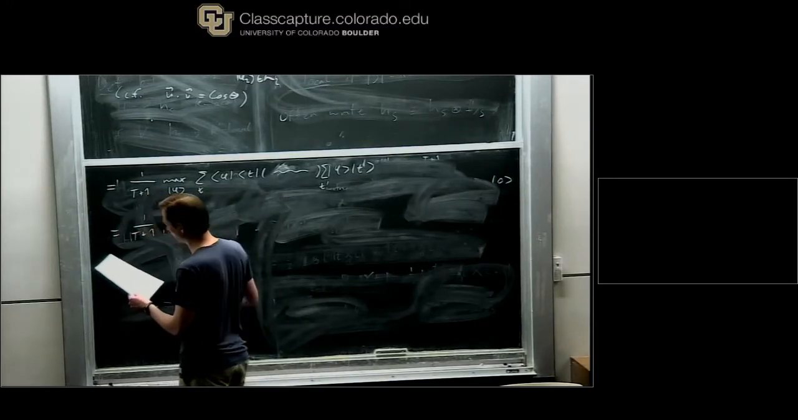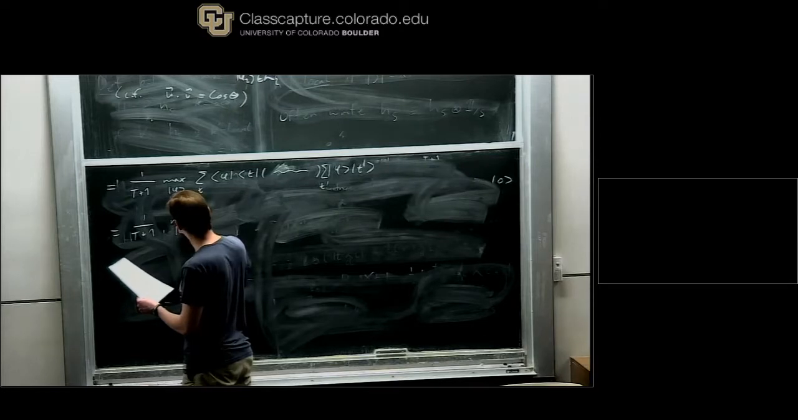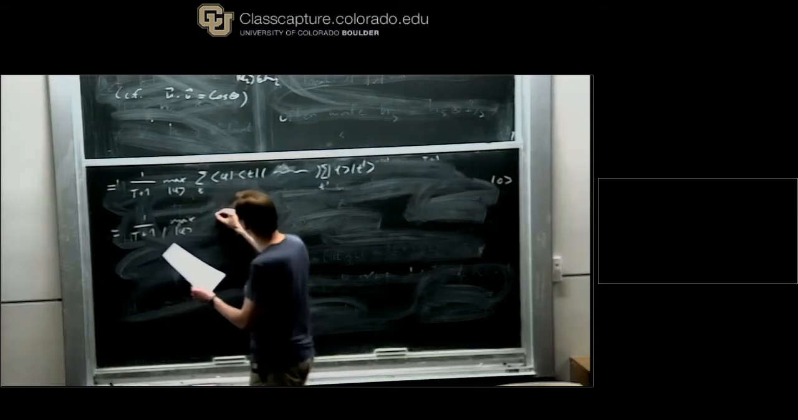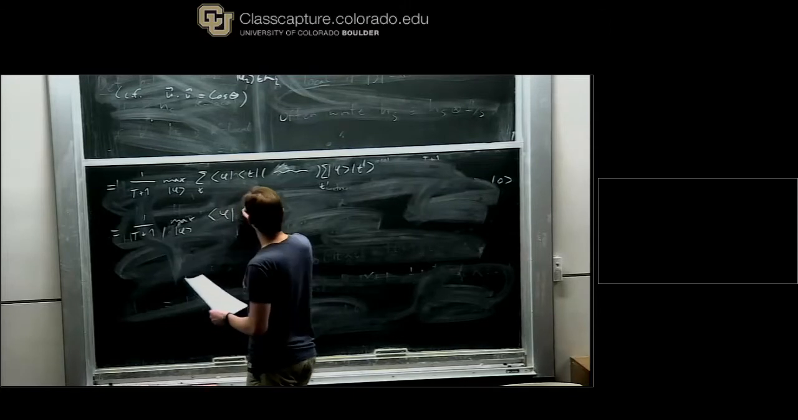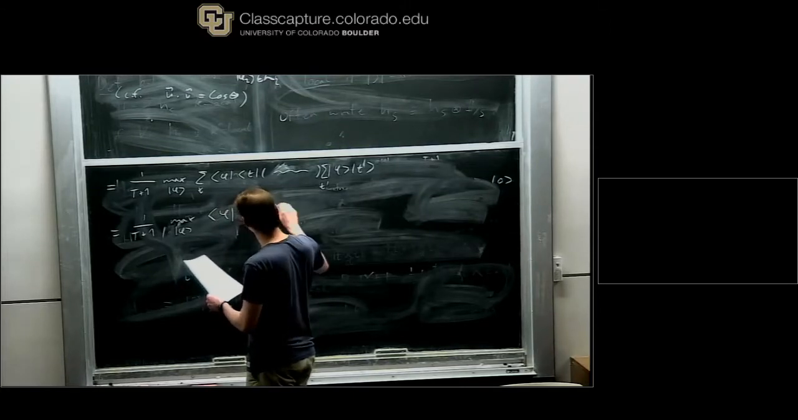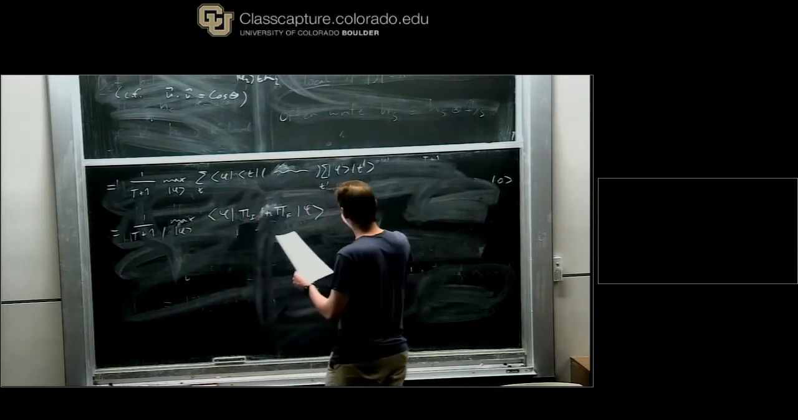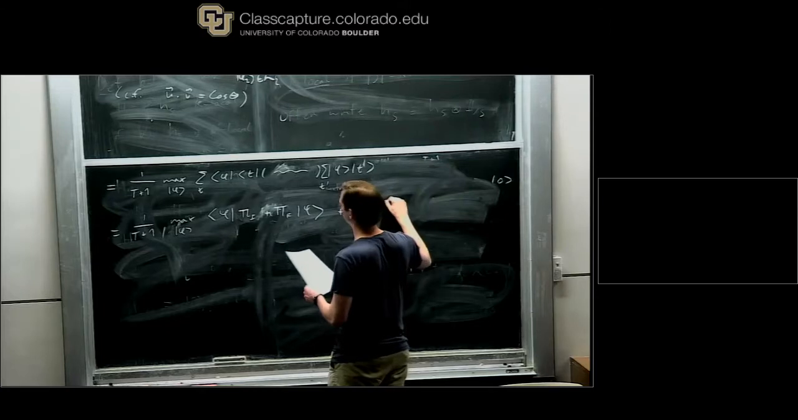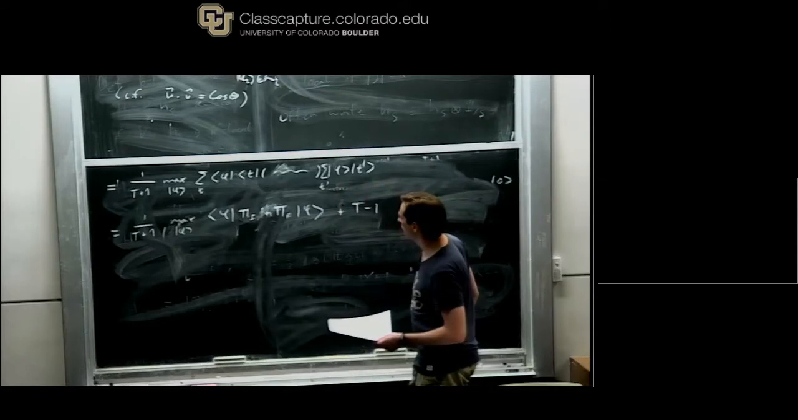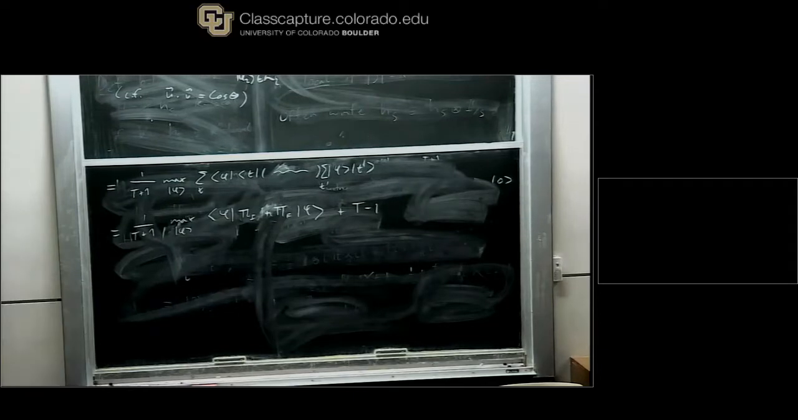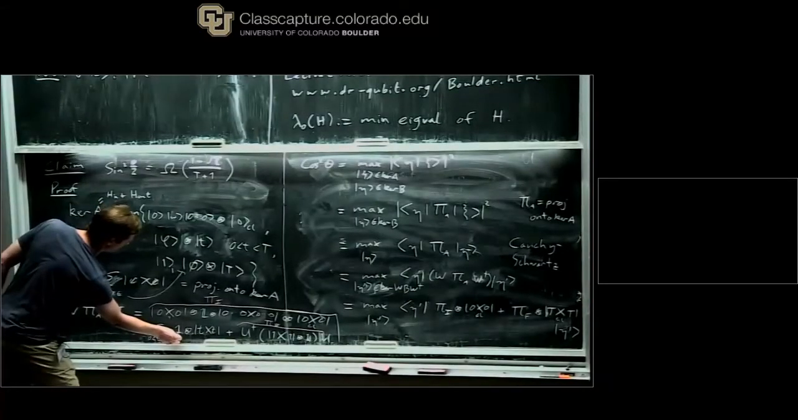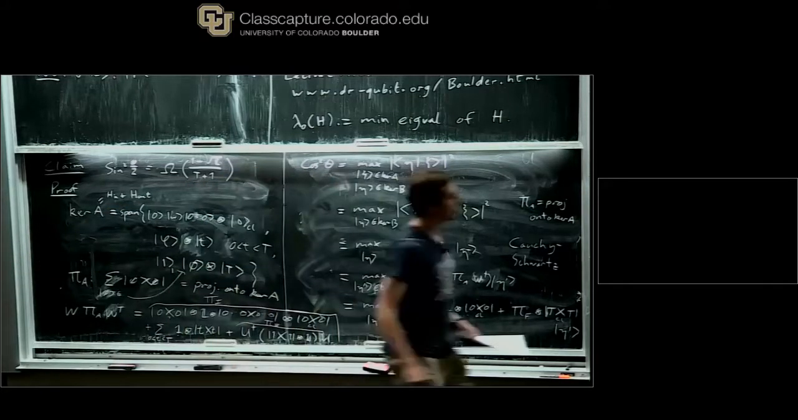And that's equal to max over states on the computational register, pi in plus pi f, phi, plus t minus 1, because in this I have all of this part that doesn't care what the state on the computational register is, so I pick up a t minus 1 from here, and then the other two terms are coming from pi in and pi f.